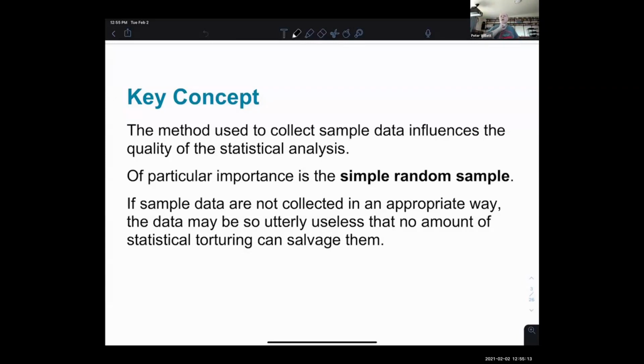But it is very important, and you will, for the rest of the semester, often see the word simple random sample used and refer to a sample that was collected. It says, if sample data are not collected in an appropriate way, the data may be so utterly useless that no amount of statistical torturing can salvage them. And so the basic idea here is that when you are collecting data, how you collect the data is very, very important to see if it's a reliable predictor or representative of what's going on in the overall population.